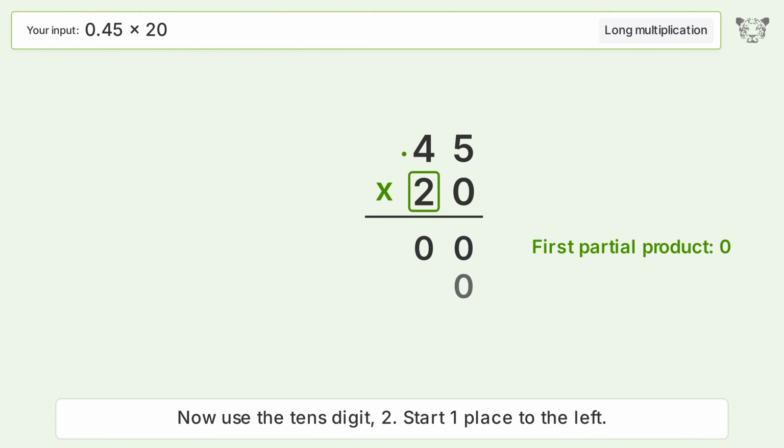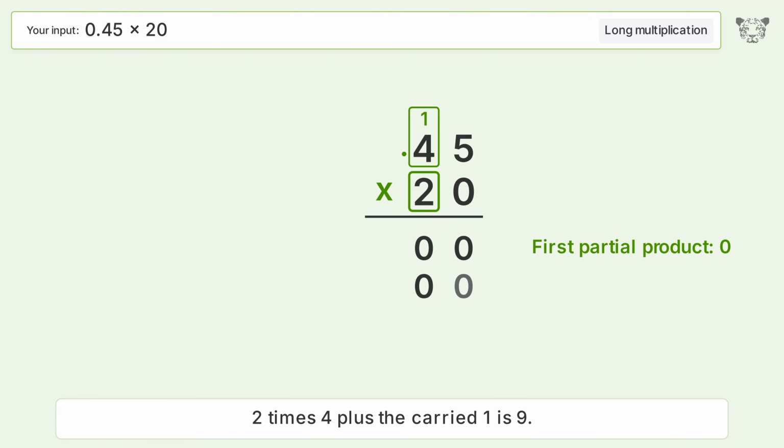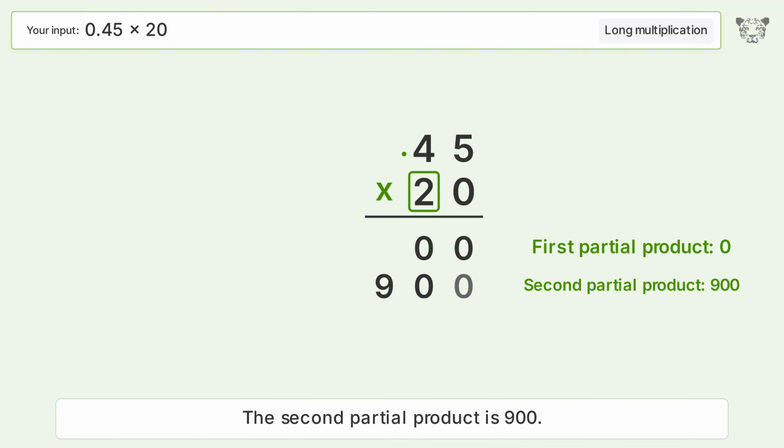Now use the tens digit, 2. Start one place to the left. 2 times 5 is 10. Put 0 in this column and carry 1. 2 times 4 plus the carried 1 is 9. The second partial product is 900.